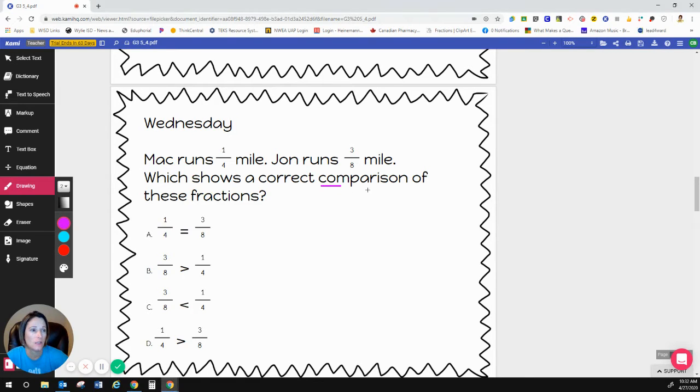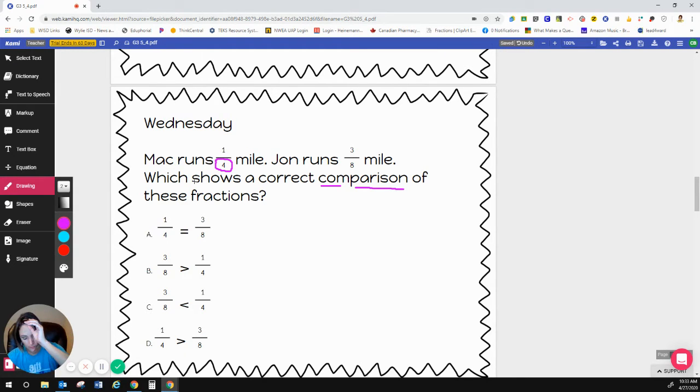Remember that word comparison. We're just looking at how they are different or how they're even the same, so comparing them. So thinking about what you know about 1/4 and what you know about 3/8, there's a few things that I know. So I know they're partitioned differently. They've got different denominators, right? So we're comparing different denominators.